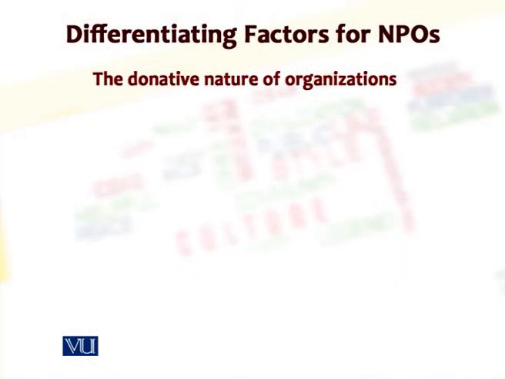Having given you this brief overview, I would now like to talk about the factors which really are responsible for the differentiation between NPOs and commercial organizations. The first factor which is responsible for the primary difference is what you may call the donation-seeking role of NPOs, or in the words of a marketing expert, the donative nature of organizations.